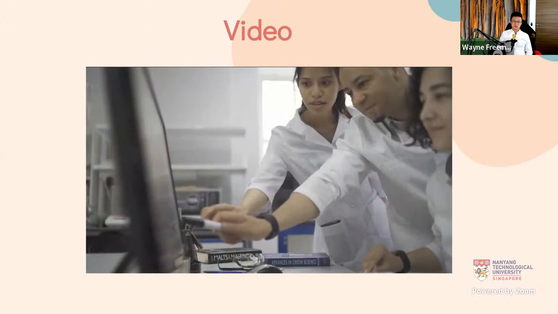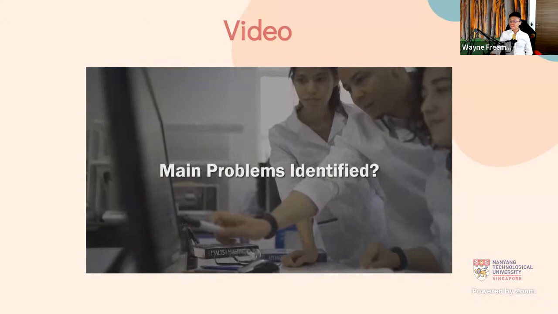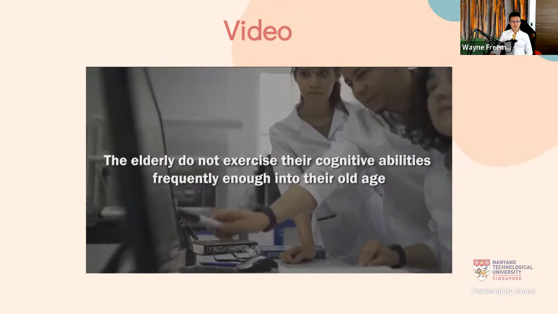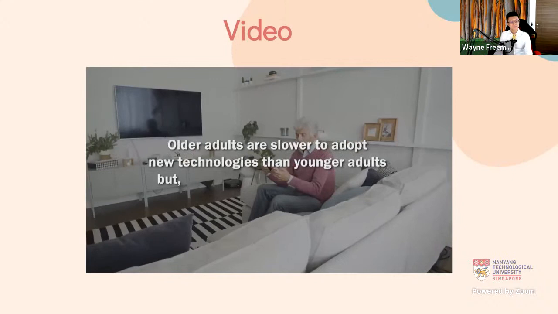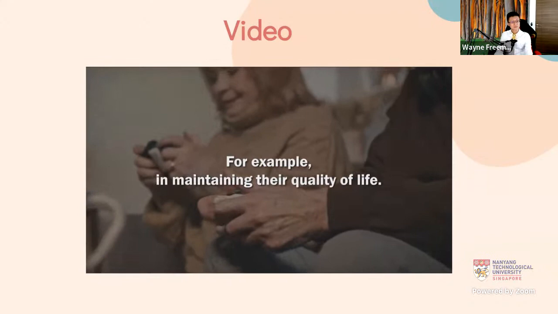So, what are the main problems we have identified? One common issue faced is that the elderly do not readily adopt new technology, and elderly do not exercise their cognitive abilities frequently or intensely enough into their old age. However, findings have shown older adults are slower to adopt new technologies than younger adults, but will do so if those technologies appear to have value, for example, in maintaining their quality of life.